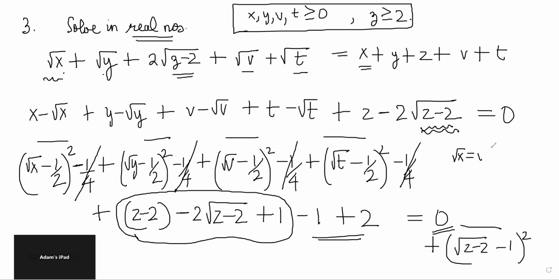Root x is equal to root y is equal to root v is equal to root t is equal to half, right? So x, y, v, t are all equal to 1/4. And root of z minus 2 is equal to 1. So z minus 2 is 1. So z is equal to 3. Do you understand?